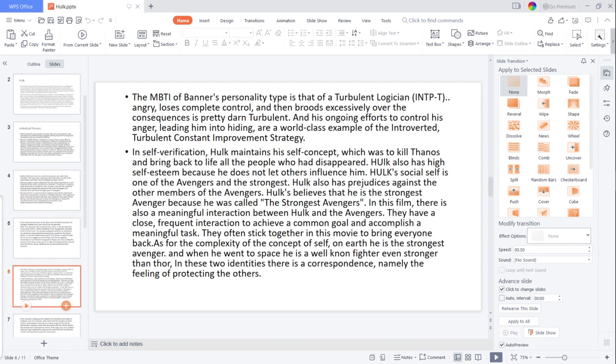Hulk being the strongest Avenger is also said in Thor: Ragnarok. Also, there is meaningful interaction between Hulk and the Avengers. They have close, frequent interaction, achieve common goals, and accomplish meaningful tasks. They often stick together. Therefore, we bring everyone back as the complexity of the concept of self. On Earth, he is the strongest Avenger, and when he was in space and fought in another realm or planet, he was deemed a stronger fighter than Thor when they fought in the movie. In these two destinations, there was a corresponding need, namely the feeling of protecting the others.